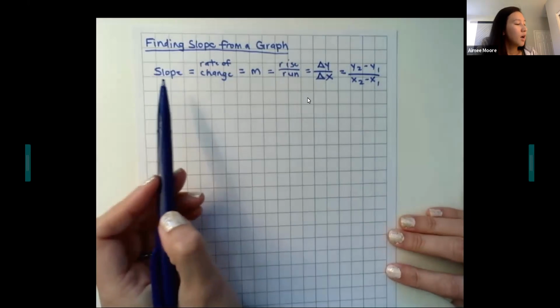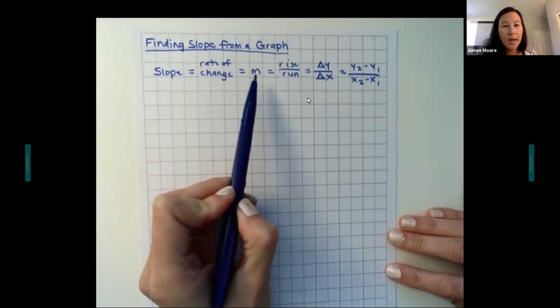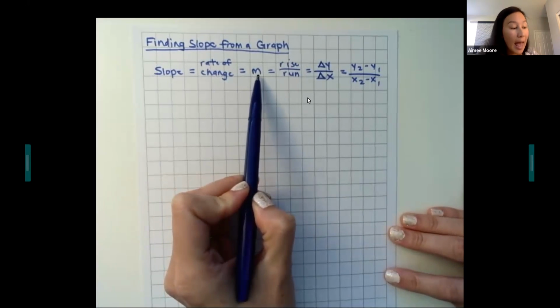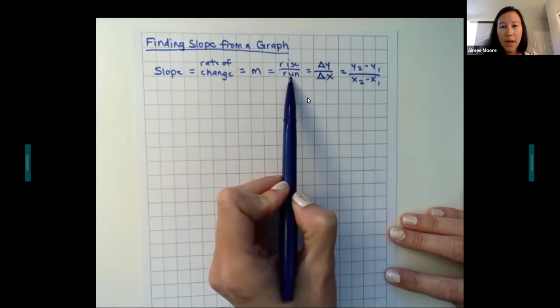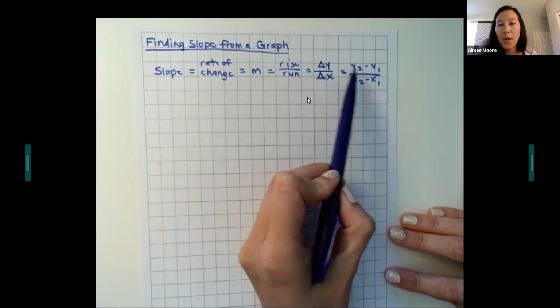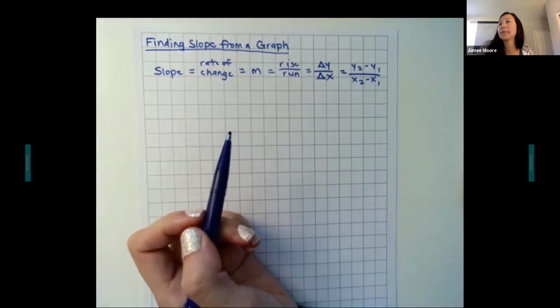Okay, so slope, another word for it is rate of change. The variable that we use to represent it is m. It can also be referred to as rise over run, the change in y over the change in x, or y2 minus y1 over x2 minus x1.